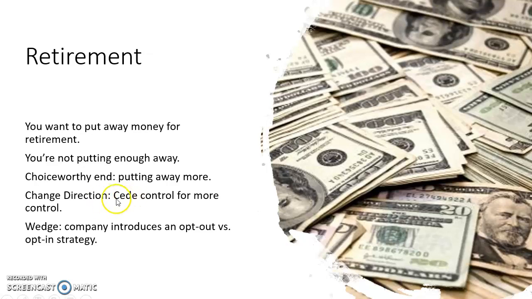So one possibility is that you cede control for more control. What that means is, because you want the money because it's going to give you control in the future, one of the ways that companies do this is they introduce an opt-out as opposed to an opt-in strategy. So the company will say, hey, we're going to start putting away 10% more money from your paycheck into savings. And if you don't like that, that's totally fine. Just opt out. As opposed to the way things normally work, which is just put away as much money as you want, or we have this base rate, blah, blah, blah, right?